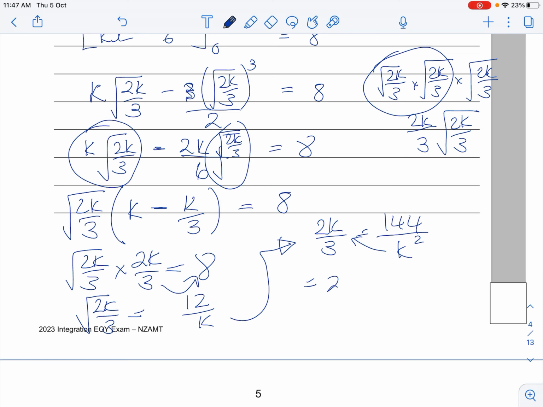So that becomes 2k cubed equals 144 times 3, which is 432. Divide by 2, 216, and take the cube root of it. And so we work out our k equals 6.